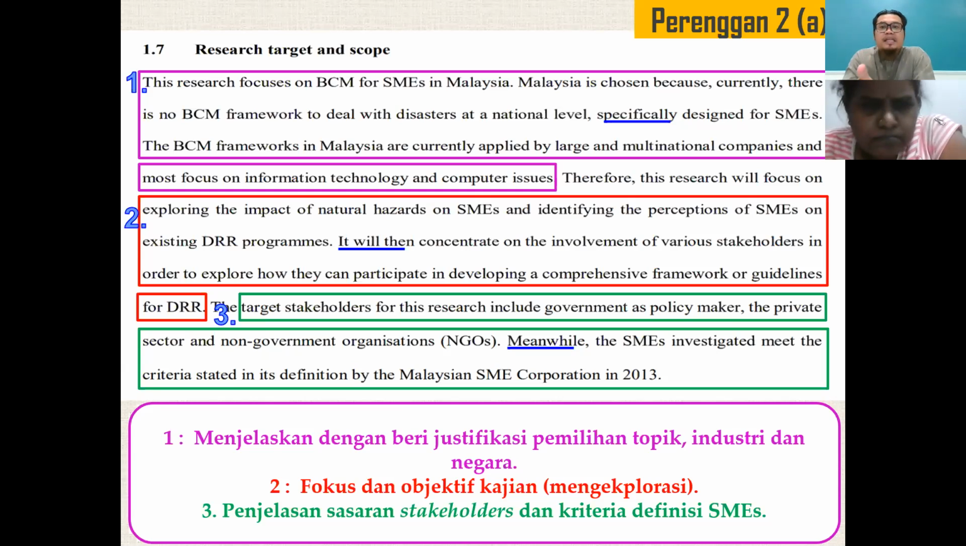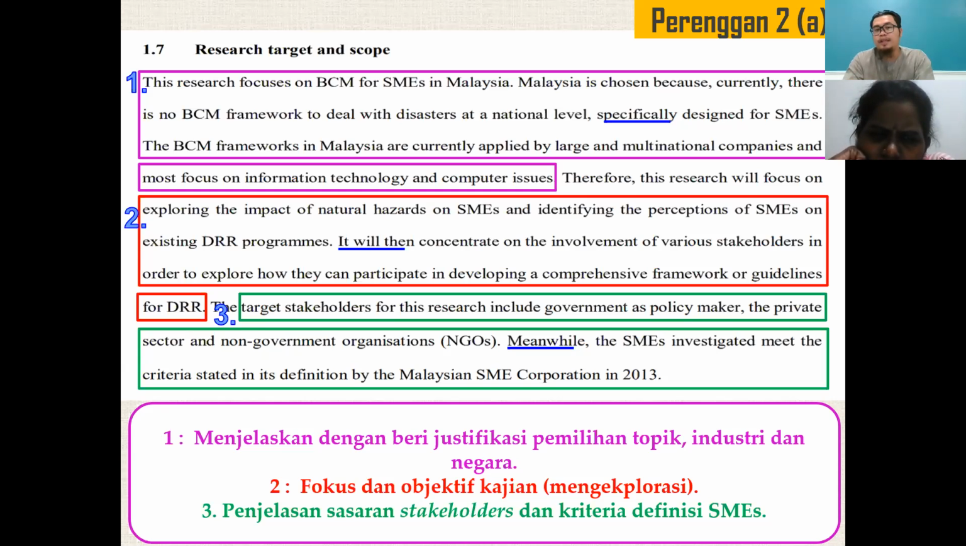Malaysia is chosen because currently there is no BCM framework to deal with disaster at the national level, specifically designed for SMEs. They give the reason why they chose Malaysia as their study, and then the justification. The BCM frameworks in Malaysia are currently applied to large and multinational companies and mostly focus on information technology and computer issues. Therefore, this research will focus on exploring the impact of natural hazards on SMEs and identifying the perception of SMEs on existing DRR programs.